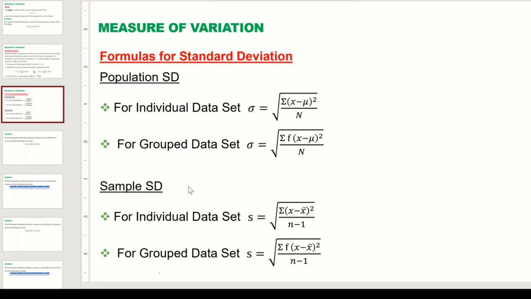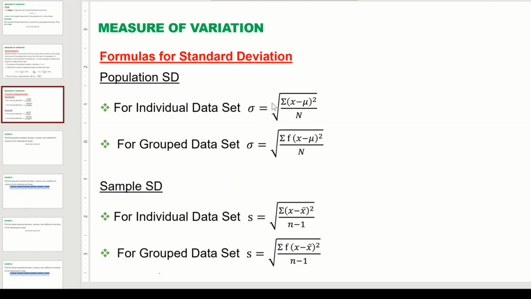And for the sample standard deviation, we have a similar formula where the population mean is replaced by the sample mean. You can see here. And we denote the standard deviation by s. In population, we divide by the population size n, whereas in case of sample standard deviation, we divide it by n minus 1, sample size minus 1. So these are the 4 formulas that we use in calculating the standard deviation.